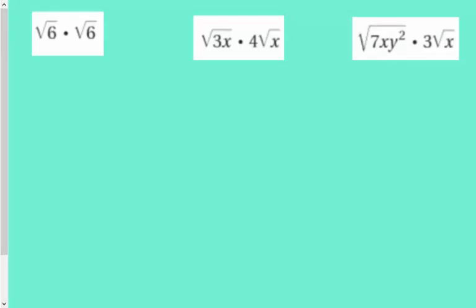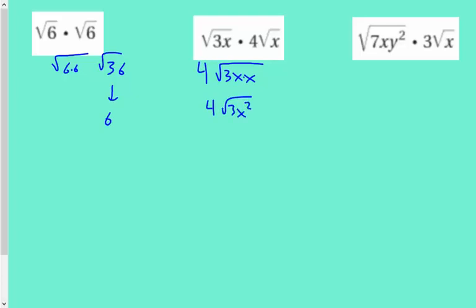If you have two numbers being multiplied together with both under square roots, what you want to do is first multiply the two numbers together. So this would be the square root of 36, and this one just happens to be 6. Here you have 4 on the outside, and then the square root of 3x times x, or 3x squared, and then you can break this up into root 3 root x squared. So the square root of x squared is x, so we have 4x, and then we don't know what the square root of 3 is, so we're going to leave that on the inside.